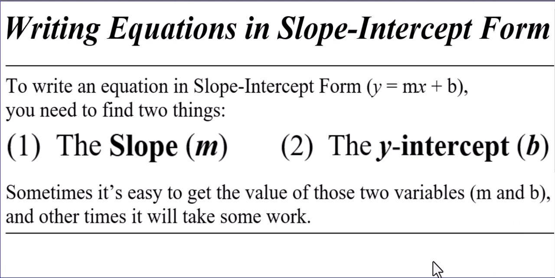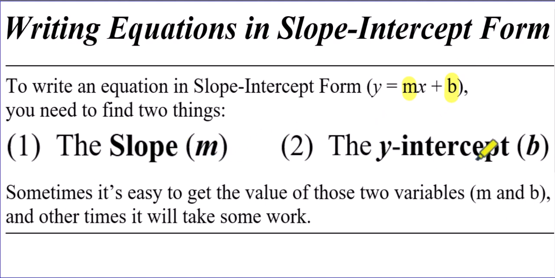And so we're at the page here that talks about writing equations in slope-intercept form. Follow along with me. To write an equation in slope-intercept form, which remember, that's called y equals mx plus b, you need to find two things. And this is actually really simple. You always need to have the number that will end up going in for the m and the number that will end up going in for the b. And if you recall, the m is the slope, the b is the y-intercept.